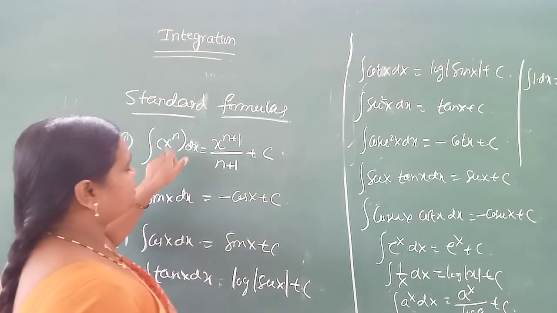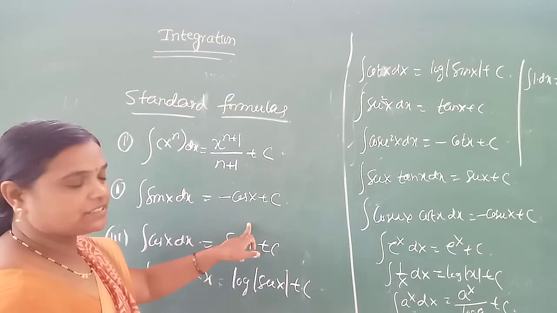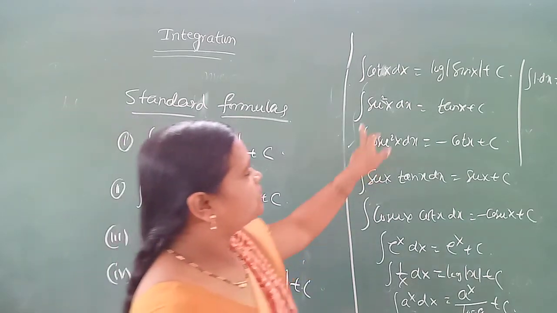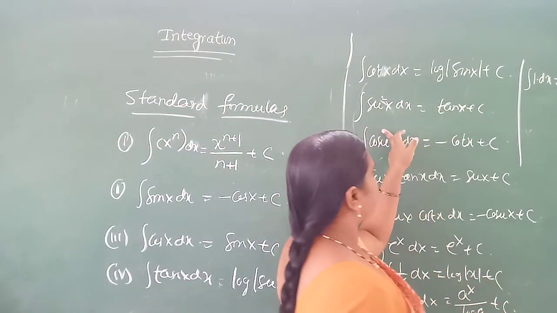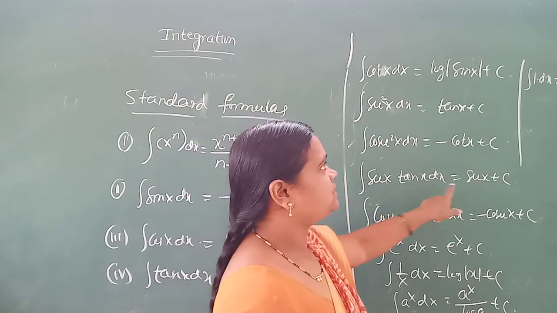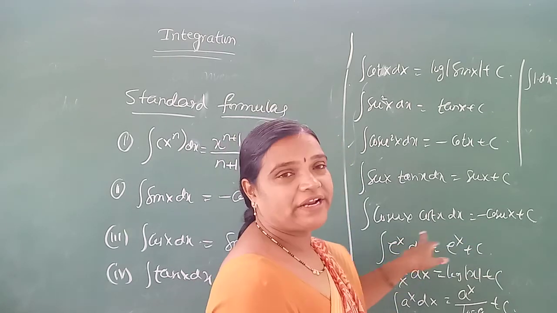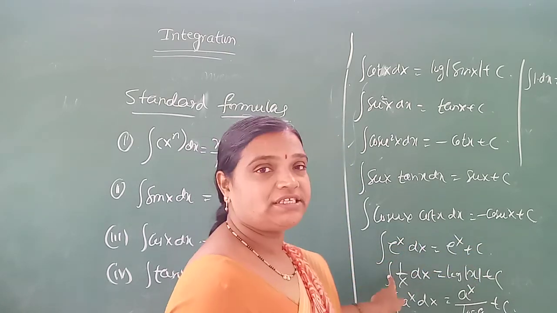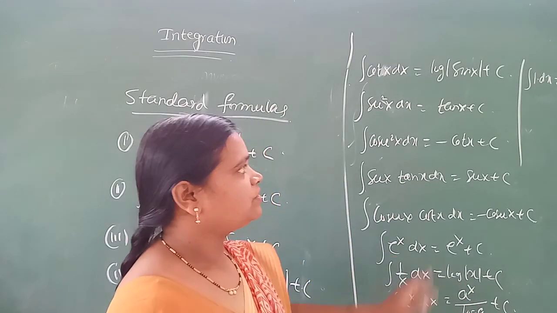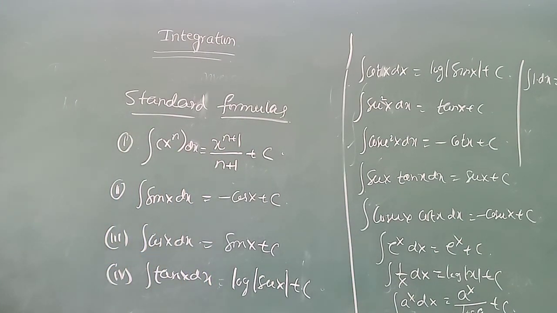Integration of x to the power n is x to the power n plus 1 by n plus 1 plus c. Integration of sin x is minus cos x. Cos x is sin x. Tan x is log sec x. Cot x is log sin x. Secant square x is tan x. Cosec square x is minus cot x. Sec x tan x is sec x. Cosec x cot x is minus cosec x. E to the power x is e to the power x. 1 by x is log x. A to the power x is a to the power x by log a to the base e. 1 is x plus c. Better you make a separate chart and write down all the formulas.